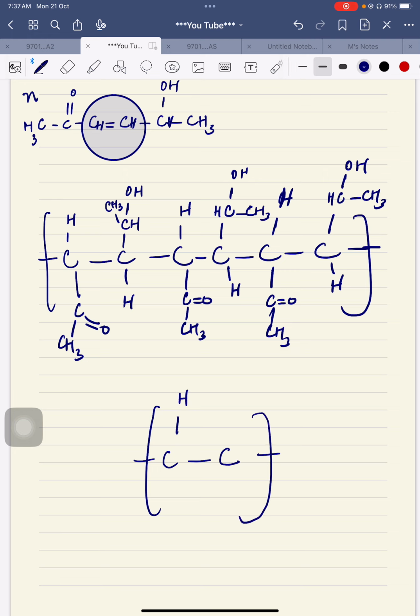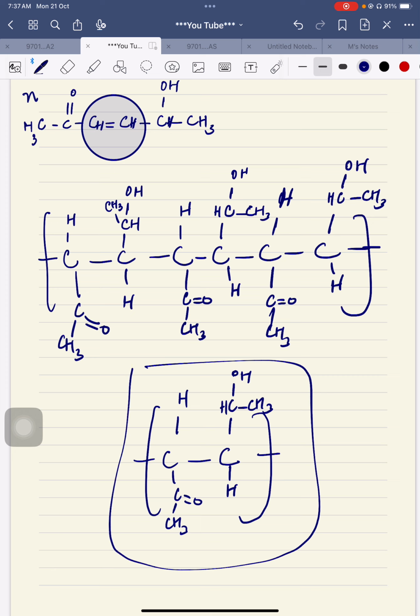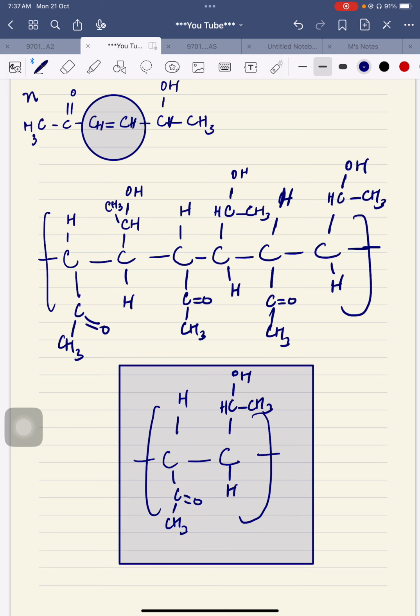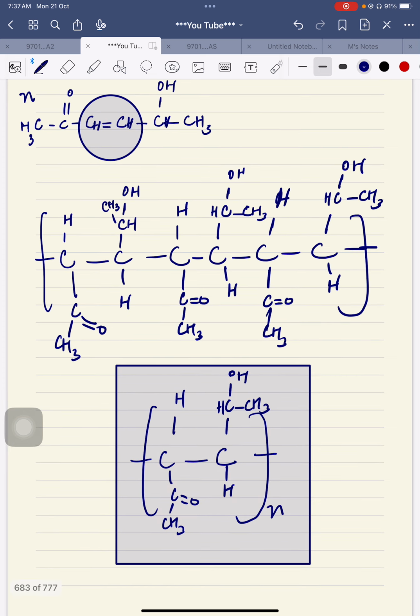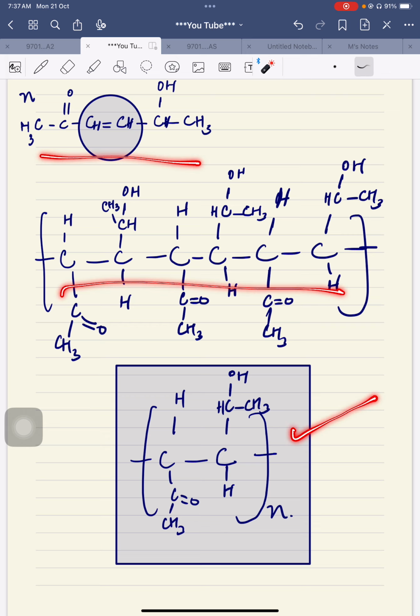The first has this H, and this is C double bond O, and this is CH3, and this is having one H, whereas this has one CH and CH3, and it has OH as well. So what is this called? This is called a monomer, the repeating unit now. So this is the monomer, this is the polymer, and this is the repeating unit.